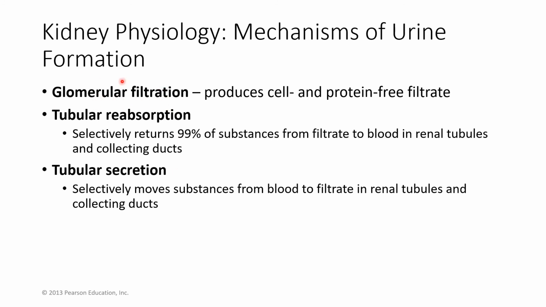Filtration only happens within the glomerulus, as I said. Things like cells and proteins will not be able to pass through, and so they will exit right away via the efferent arteriole back into your bloodstream. As I said, we reabsorb almost 99% back of our filtrate, and then we can selectively move substances out of our blood, so out of our peritubular capillary or the vasa recta back into the tubule.